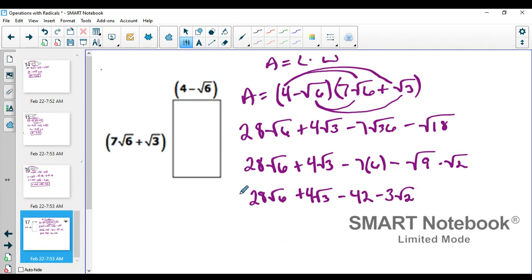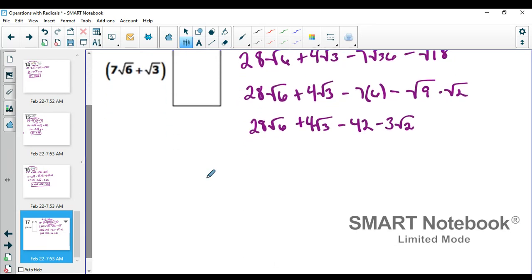Now, none of these have the same radical. So the only thing that needs to happen with this problem is that it needs to be written in the correct order. And the correct order is that the number without a radical needs to go first. So we have negative 42. And then I would go in descending order of the radicals. So the square root of 6 is going to be first, so plus 28 square root of 6. And then the square root of 3, so plus 4 square root of 3. And then the square root of 2, so minus 3 square root of 2.